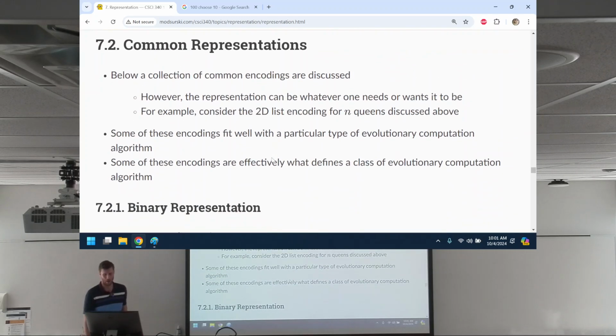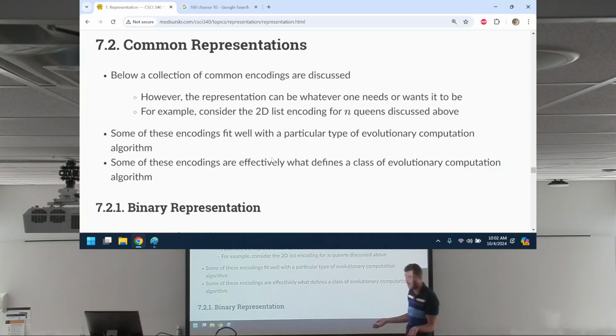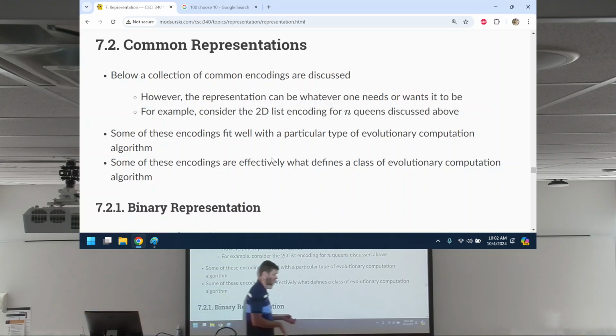Common representations. Below is a collection of common representations. They can be whatever one needs them to be, like the 2D encoding above, that's entirely workable, but that's not a run-of-the-mill common representation that you'd see. Some of these encodings fit well in a particular form of evolutionary computation, like genetic programming uses trees, typically. It doesn't have to, but typically. Some of these encodings are effectively what define some other types of evolutionary computation. You could say the same thing about trees with genetic programming, but that's not necessarily true. But like evolutionary strategies as well, like the whole finite state machine encoding.